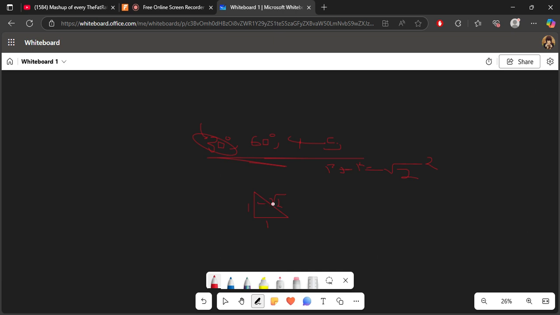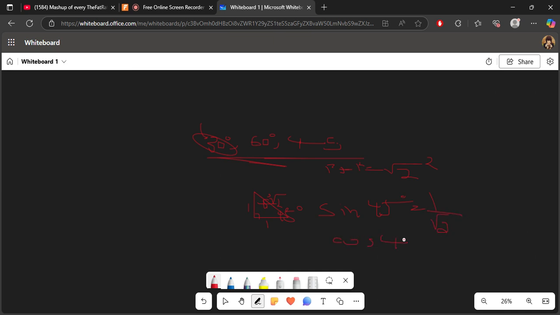This here will be 45 degrees. This will also be 45 degrees. This will be 90 degrees. So what's the sine of 45 degrees? Opposite over hypotenuse, giving us sine 45 degrees as 1 over root 2.